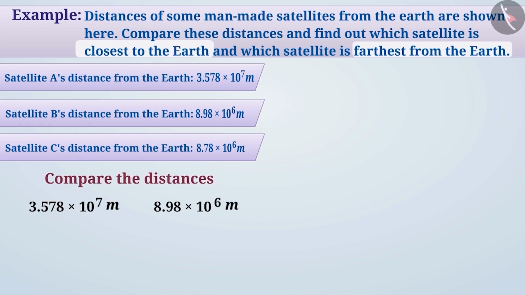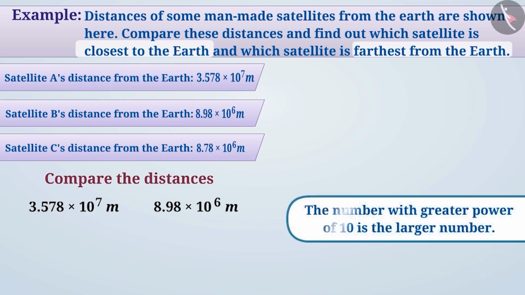You will notice that the units of both distances are shown in meters, that is, both have the same units. So, we can compare these two numbers. Here, both numbers are in their standard form. Also, we observe that the power of 10 is not equal in both numbers. In the first number, the power of 10 is 7, whereas in the second number, the power of 10 is 6. In such a situation, we can say that the number with the greater power of 10 is the larger number. Therefore, 3.578 into 10 to the power of 7 meter is greater than 8.98 into 10 to the power of 6 meters.